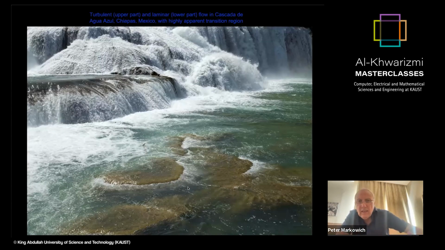Yeah, and what you see here is very interesting. You see a turbulent flow up there on the upper part of the waterfall. You see an almost laminar flow on the lower part, and here you see a transition region. So again, you basically have to deal with interaction of all kinds of scales, from very, very small scales, maybe in the region of millimeters, up to the scale of meters. Okay.